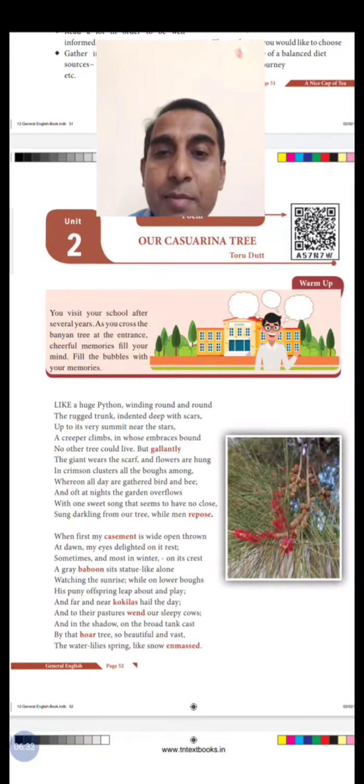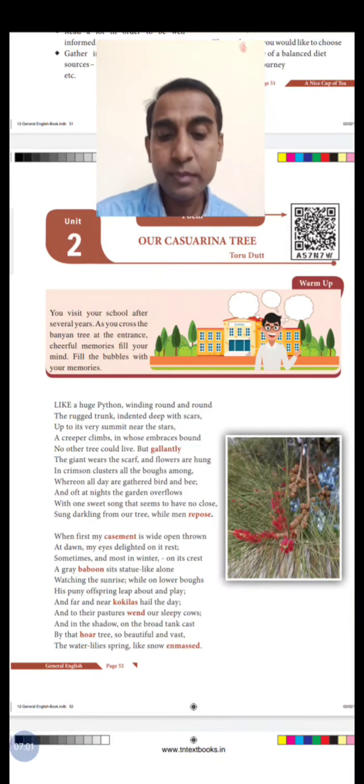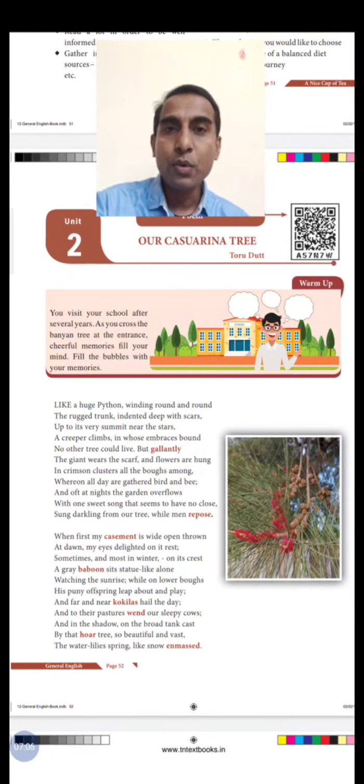A creeper climbs in whose embraces bound no other tree could live, but gallantly the giant wears the scarf, and flowers are hung in crimson clusters all the boughs among, whereon all day are gathered bird and bee, and often at night the garden overflows with one sweet song that seems to have no close, sung darkling from a tree while men repose. So in the first stanza, she's looking at the tree and she's telling, like a huge python.